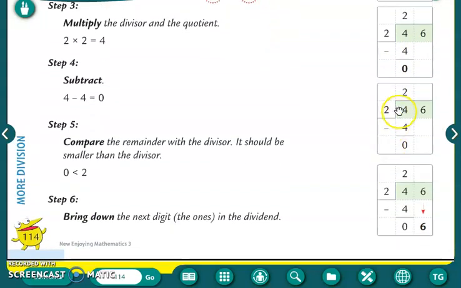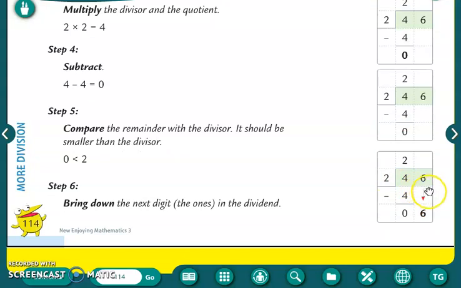Then how will we do? Here we had done 2 2 जा 4. So 4 minus 4 is equal to 0. After that we will take the ones number 6, and 0 के बाद में अब यहाँ पर हमें 6 लेना है. 6 नंबर जो 46 में जो वंस प्लेस पे जो नंबर था, उसको हम नीचे लेंगे.